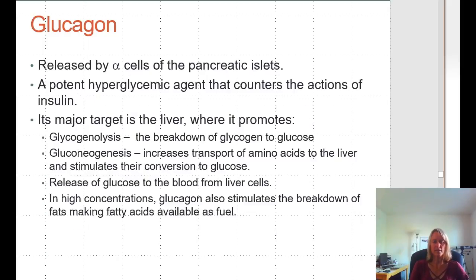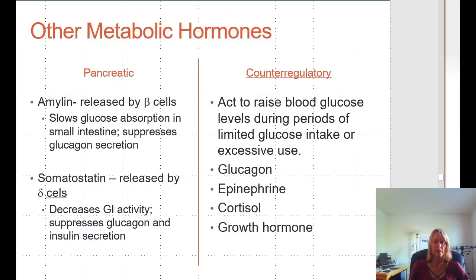Glucagon is released by alpha cells of the pancreatic islets, and it is a hyperglycemic agent, so it has opposite actions to insulin. Its major target is the liver, where it promotes glycogenolysis, the breakdown of glycogen to glucose, gluconeogenesis, the formation of new glucose from amino acids, and the release of glucose to the blood from liver cells. This raises blood glucose levels. In high concentration, glucagon also stimulates the breakdown of fats, which allows fatty acids to be available as fuels.